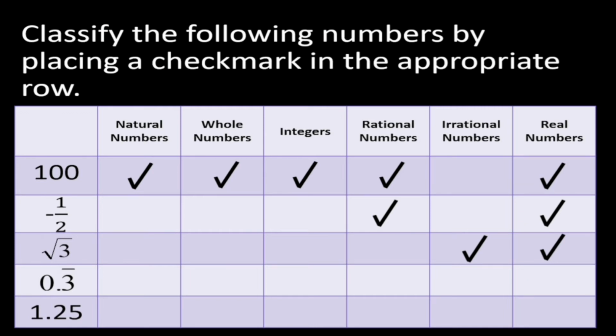Then we have 0.3 bar. That means this one is a rational number and also a real number. For the last one, I have 1.25. And 1.25, if we are going to classify it, is a rational number and also a real number. Okay, so with this example, I hope that you can easily identify to which set each number belongs.